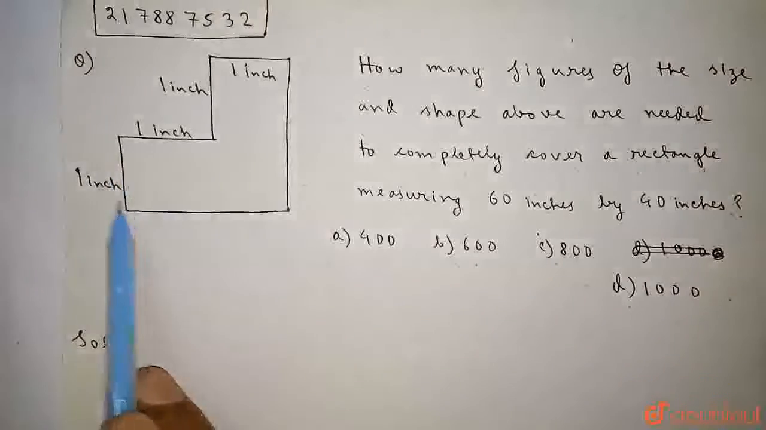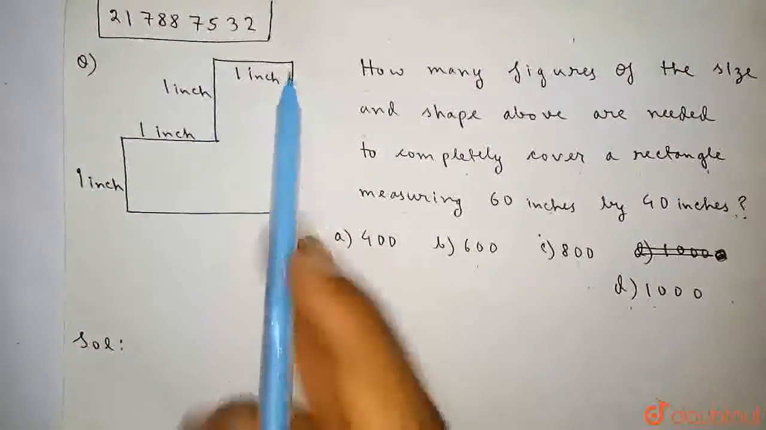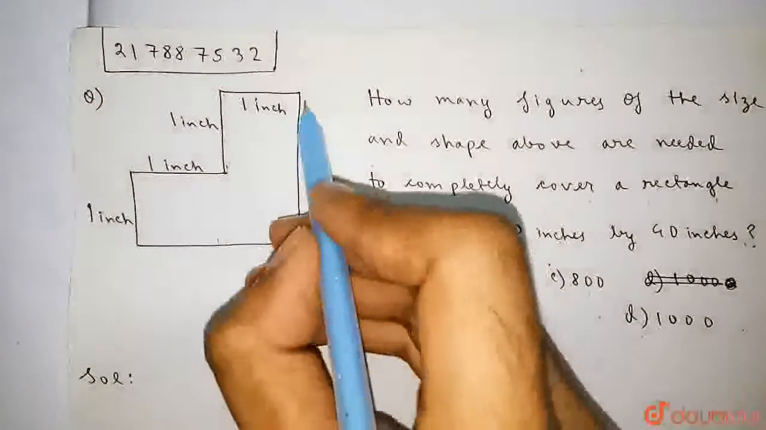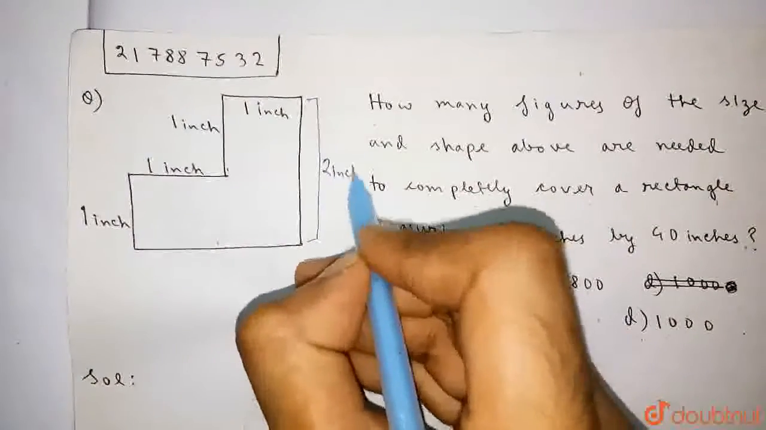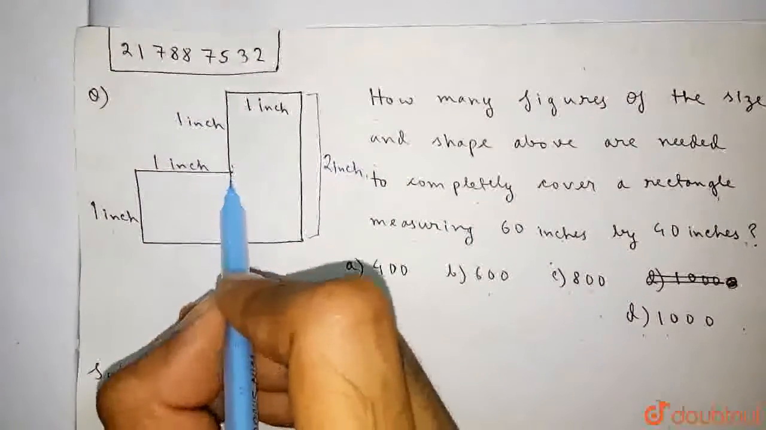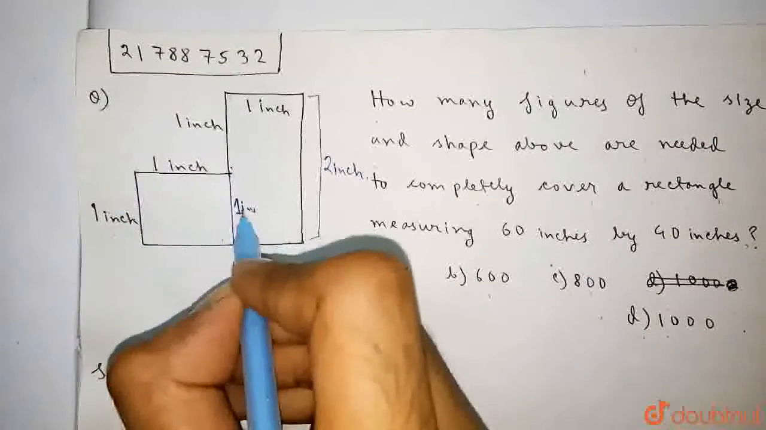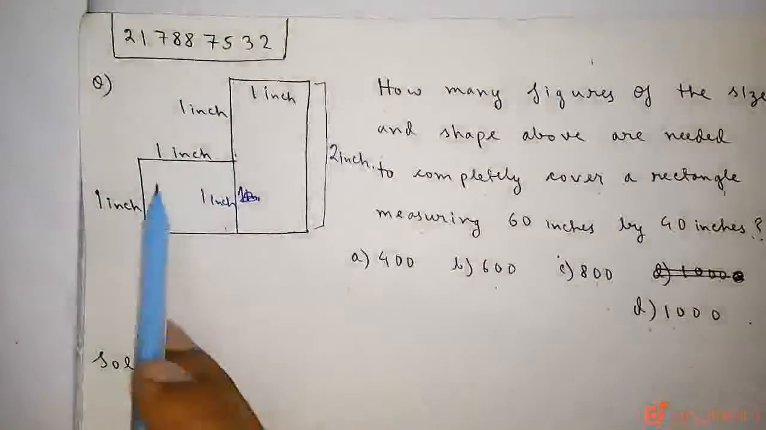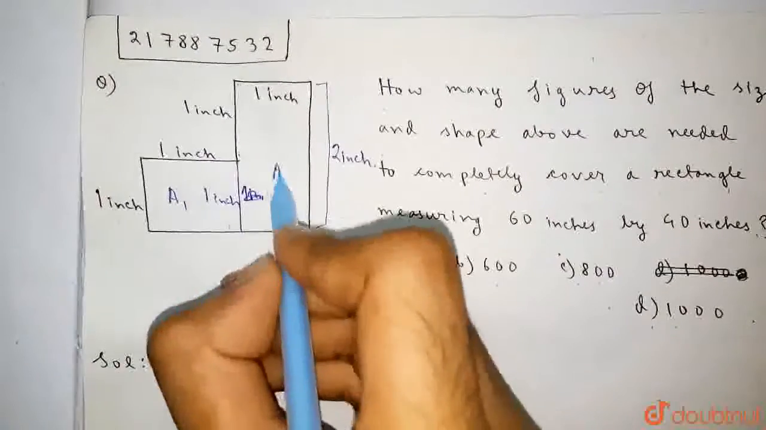And the figure is given where each side, this is 1 inch, this is 1 inch, this is 1 inch and this is 1 inch. So, as this is 1 inch and this one is 1 inch, so this length is 2 inch, this length is 2 inch, this length is 1 inch given, 1 inch.